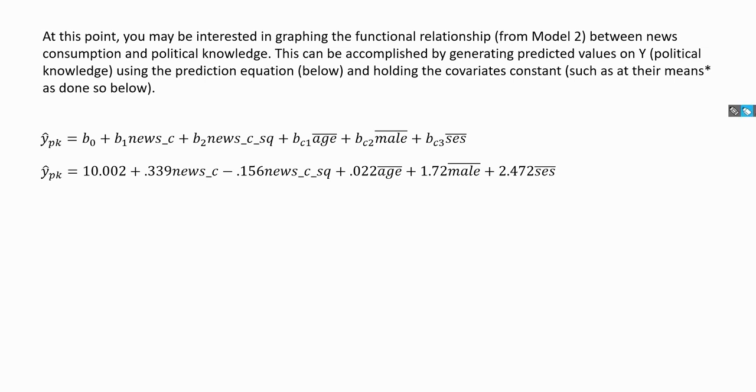So really quickly, I want to show you the prediction equation from our regression analysis. Really briefly, our intercept for that model, for model 2, was 10.002. The regression slope for news consumption is 0.339. For the square of news consumption, it is negative 0.156. For age, it's 0.022. For gender identification, it's 1.72, and then for SES it's 2.472.